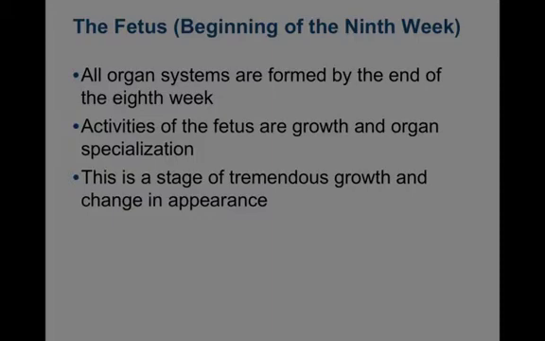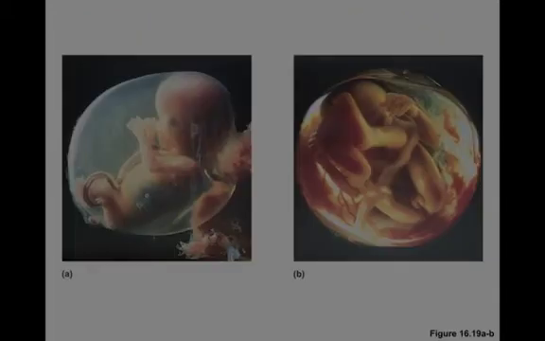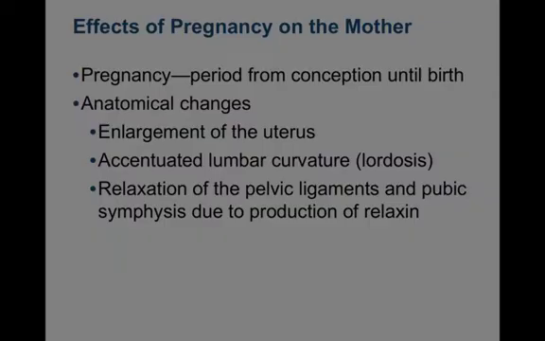All right? So about the 9th week of the 2nd trimester, baby's established, happy, and it's just growing and changing in appearance. All right? So this is about the 9th week, and this is about the end of full-term pregnancy. Okay? We talked about pregnancy. All right? What happens in the mom during pregnancy?